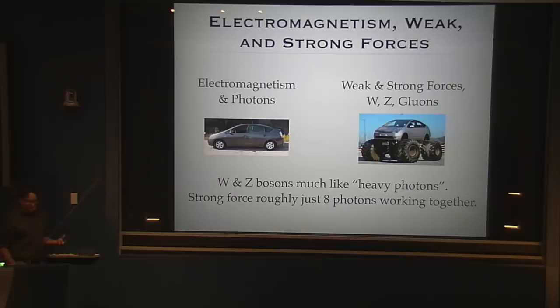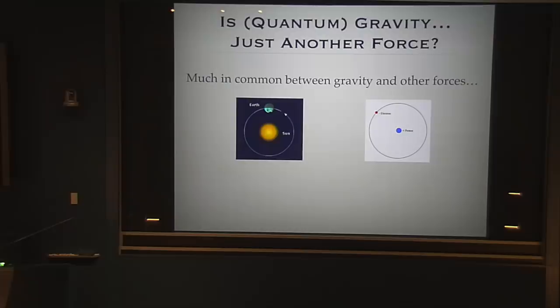And I say that because you might also wonder, is gravity, and in particular quantum gravity, which means what we get when we combine quantum mechanics with gravity, just like all of the other forces too? So there's a lot in common between gravity and the other forces. In particular, we're used to thinking about the Earth going around the sun because gravity holds it in its orbit. Of course, that was an inspiration for thinking about the structure of atoms, that the electromagnetic force holds electrons in some sort of orbit around protons, and that's what creates the structure of matter. And there's more similarity than even that.